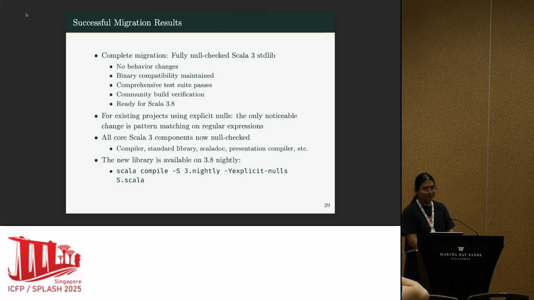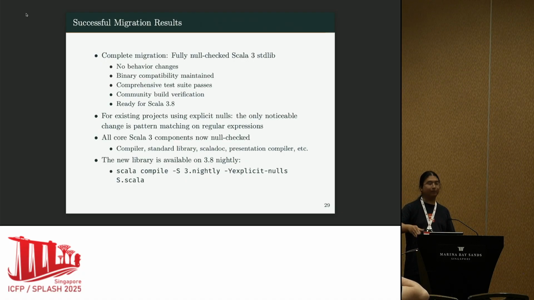So as a result, we successfully migrate the standard library, I would say, such that we don't have any behavior changes. We make sure the binary is compatible with the previous standard library, such that if you are not using Explicit-nulls, using the new library shouldn't change anything. And we also made sure everything passes our tests, all the commit builds look good, and it will be ready for the next Scala version, which is 3.8.